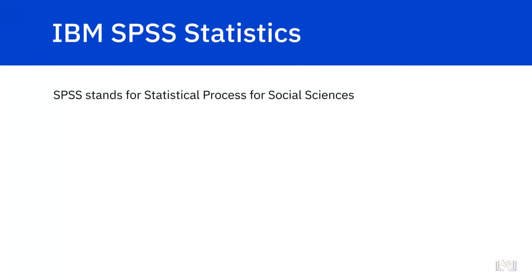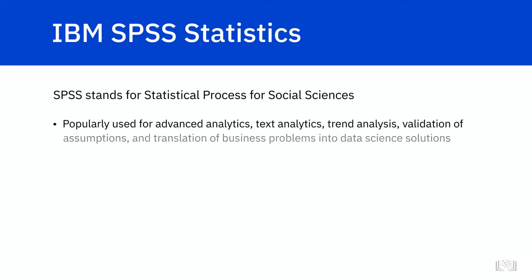SPSS stands for Statistical Package for the Social Sciences. While the name suggests its original usage in the field of social sciences, it is popularly used for advanced analytics, text analytics, trend analysis, validation of assumptions, and translation of business problems into data science solutions. SPSS is closed source and requires a license for use.